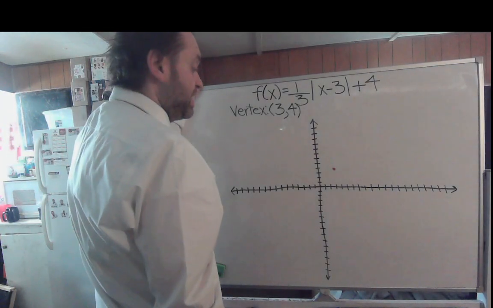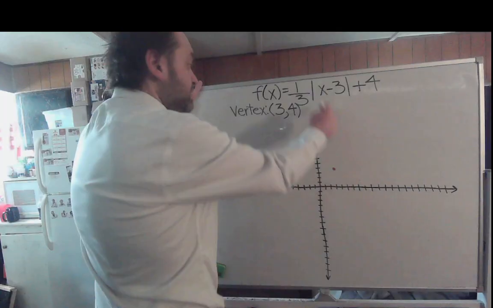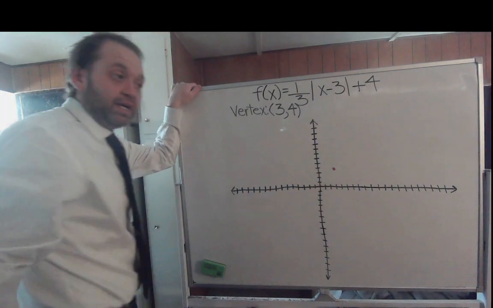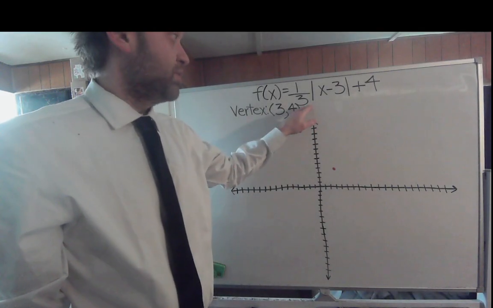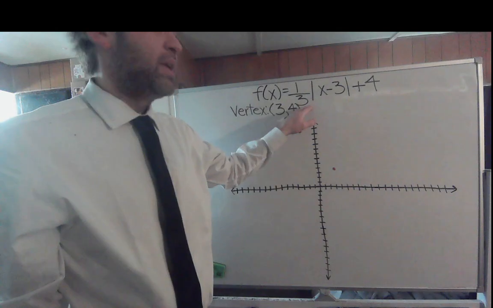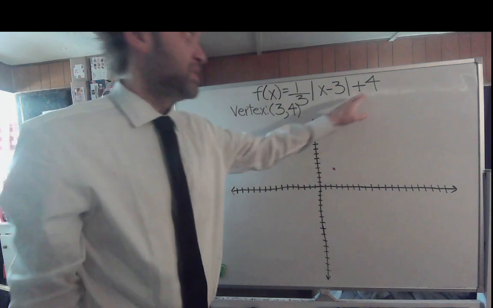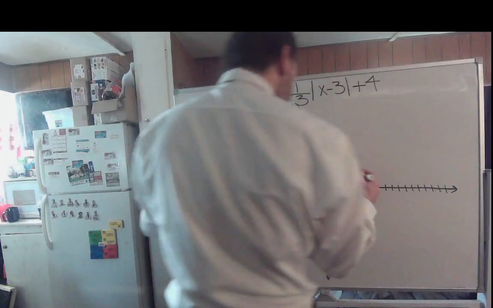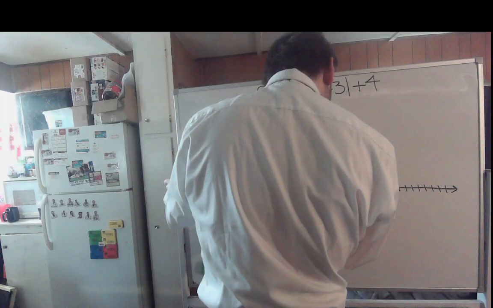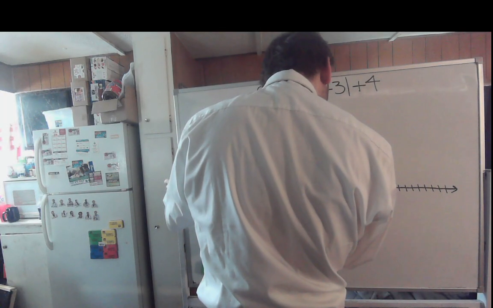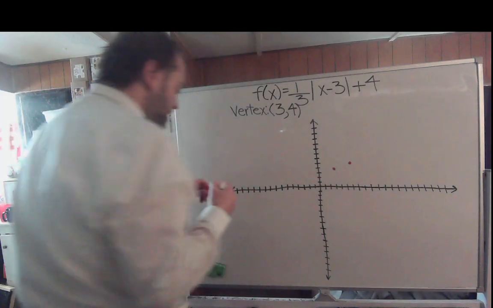What if I put in x equals 6? 6 minus 3 is 3. The absolute value of 3 is 3. What's 1/3 of 3? That's 1, plus 4 is 5. So I'd have to go all the way to 6 till I get a coordinate of 5. So I get a y value of 5.